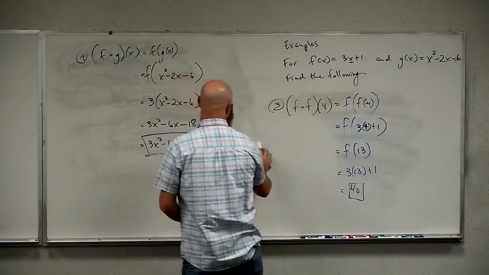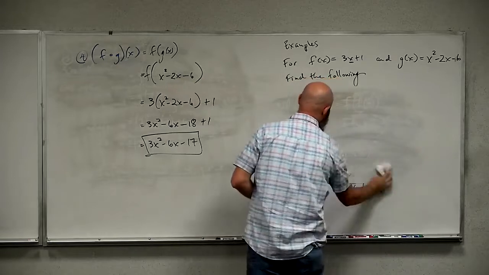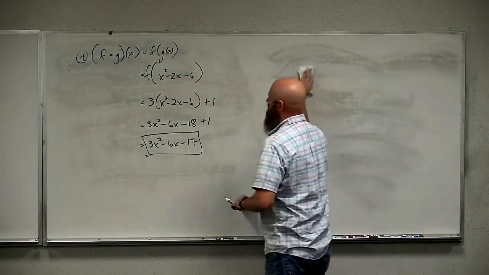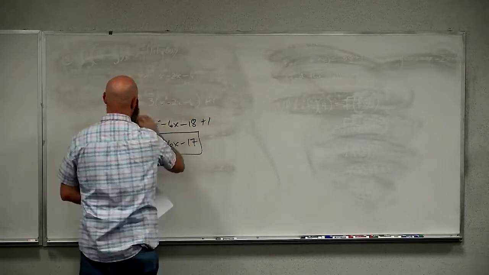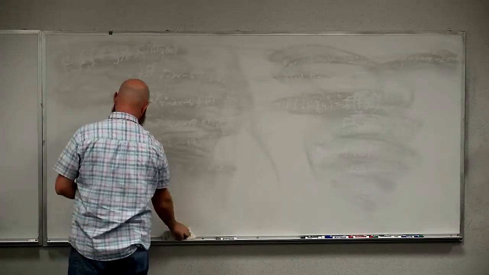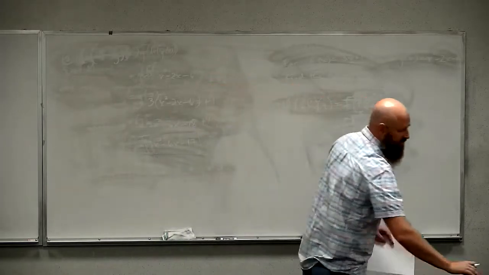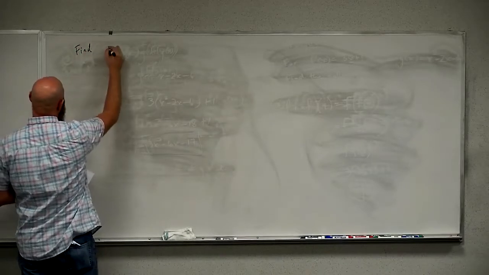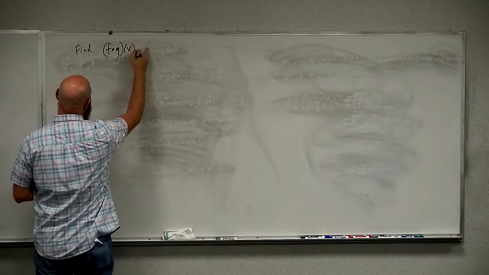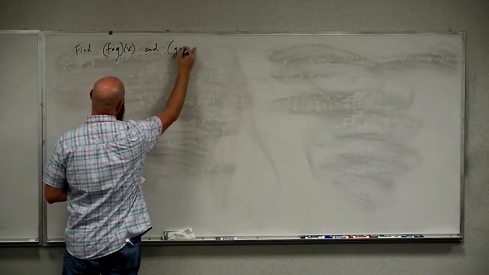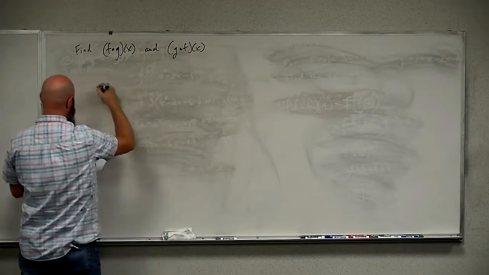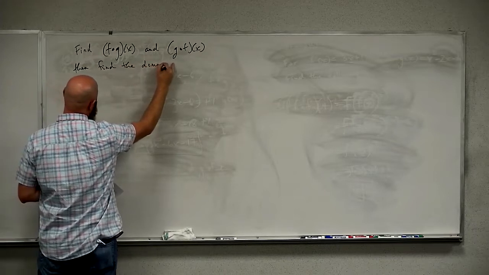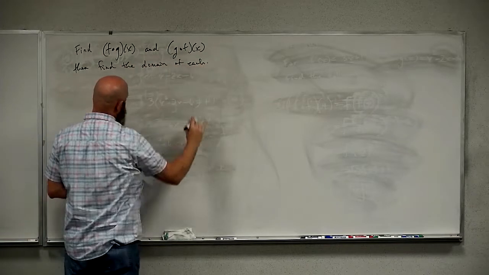All right, so we'll do one more problem, and we'll be done here today. It's going to look a little bit different though. I need the whole board for it. It's kind of a big problem because there's multiple things to do. So let's do that. It says find f of g of x and g of f of x, then find the domain of each. Okay.